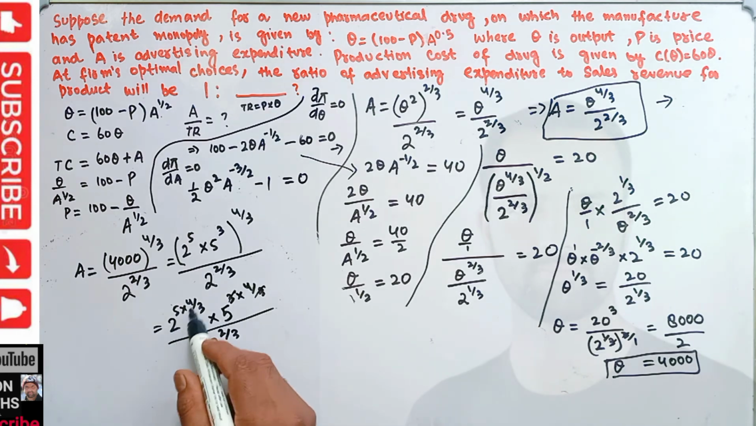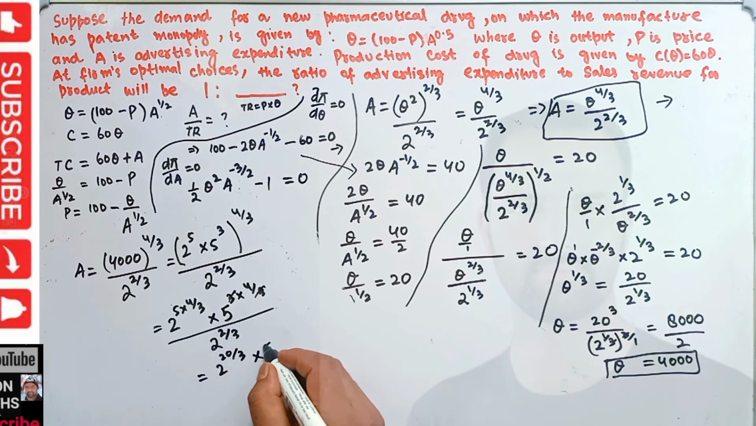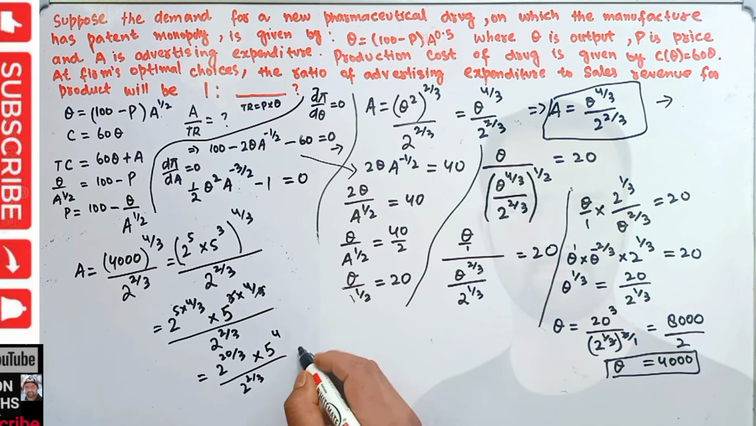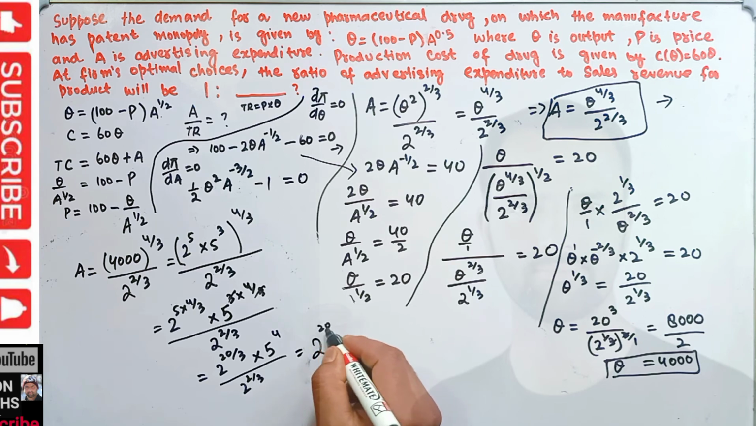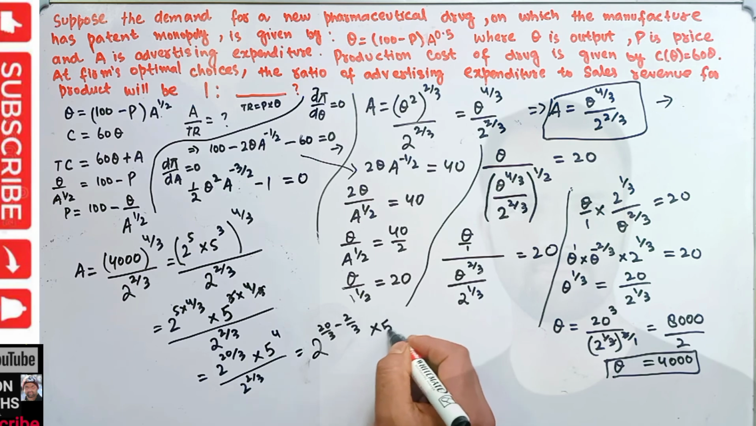We have here 5 4s are 20, so I will write 2 to the power 20 upon 3 into 5 to the power 4 upon 2 to the power 2 upon 3. Okay, so if I transpose this, because bases are same, we can subtract the exponents. So I can write it like this: 2 to the power 20 upon 3 minus 2 upon 3 into 5 to the power 4.